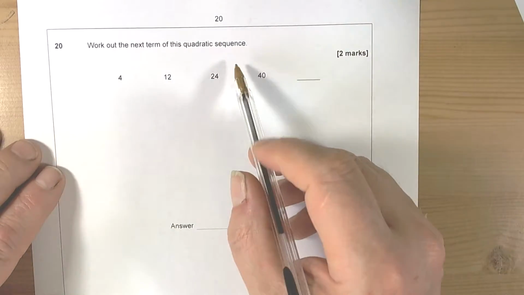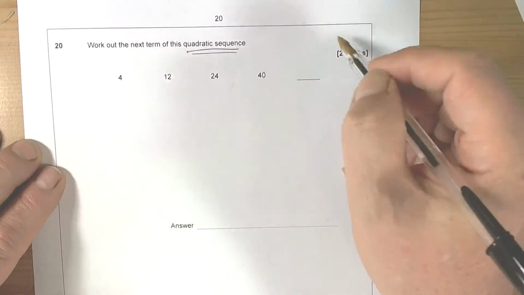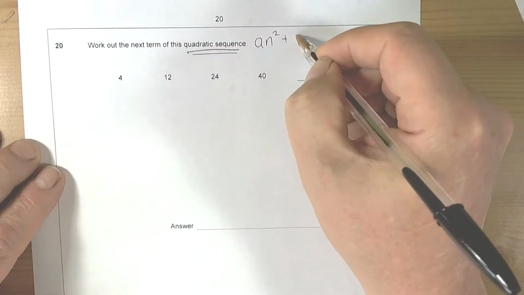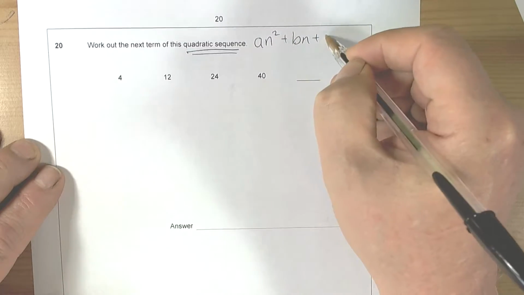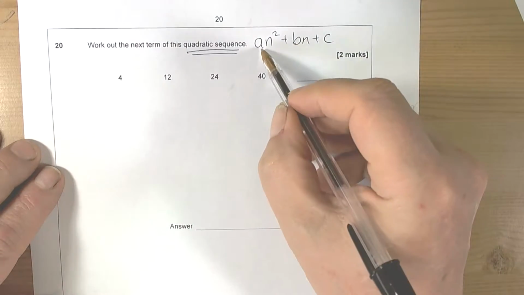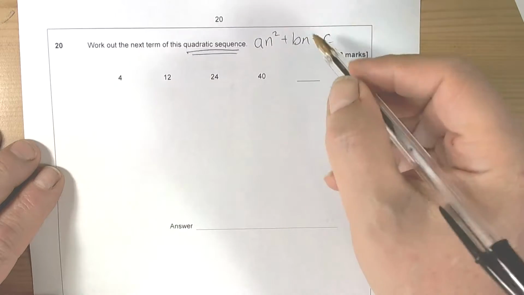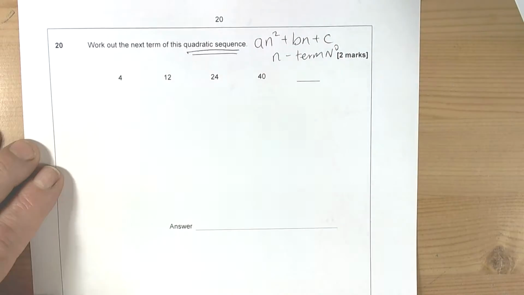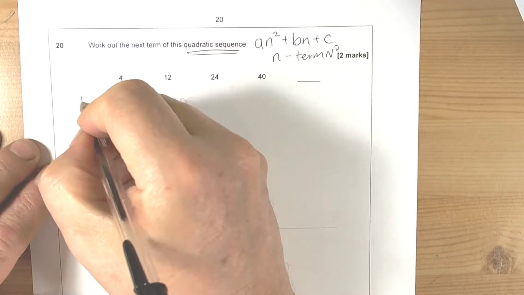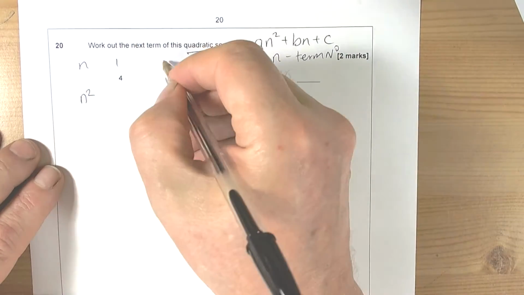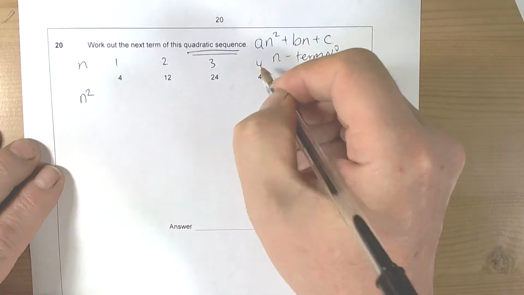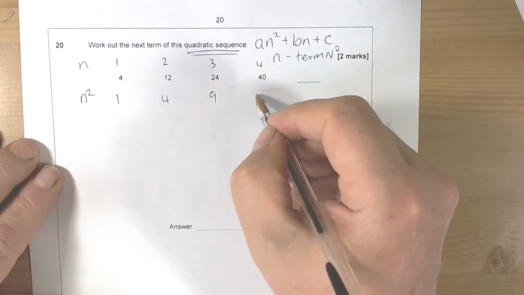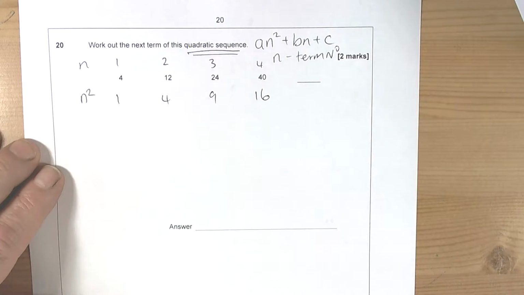Okay, so this question is talking about a quadratic sequence. What we've got to remember about quadratic sequences is that they involve a squared term and possibly a linear term as well. So we have so many n squareds, where n is a term number. If n is 1, 2, 3 and 4, n squared would be 1, 4, 9 and 16.